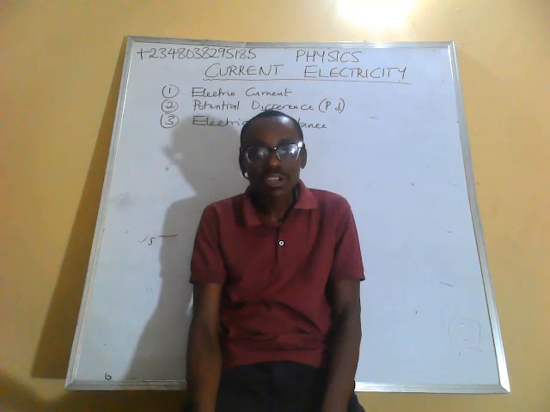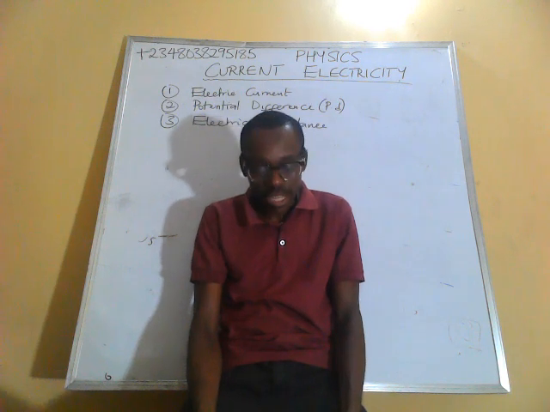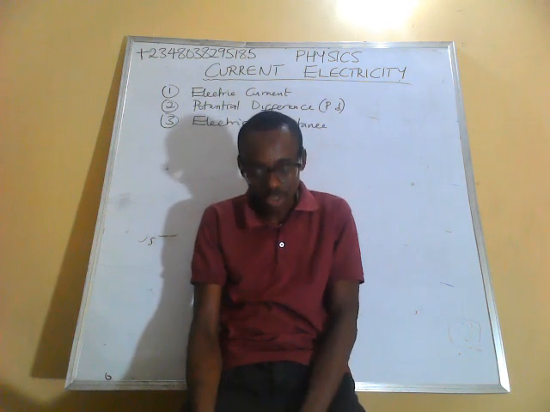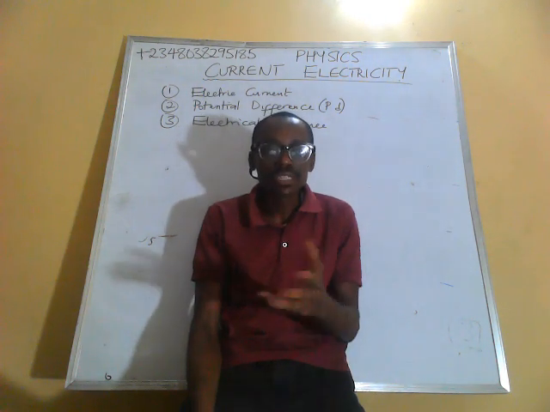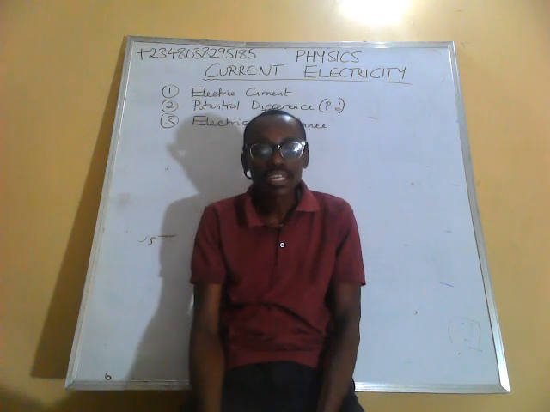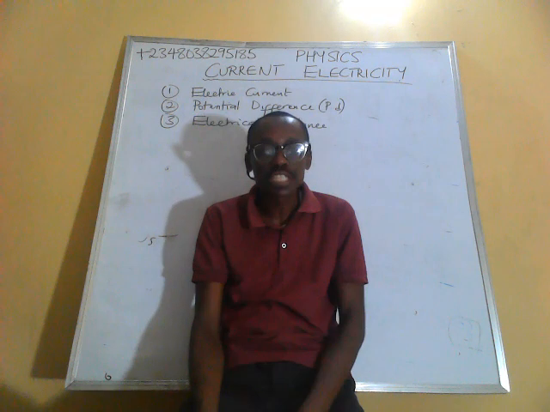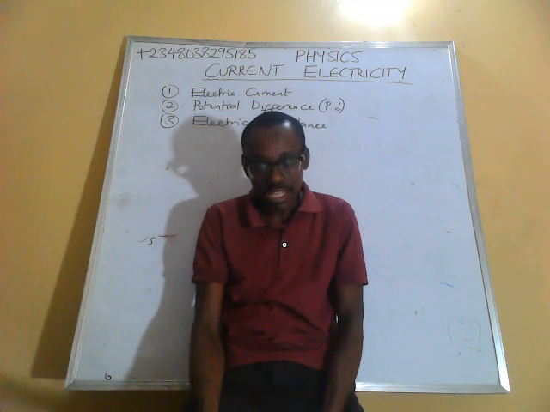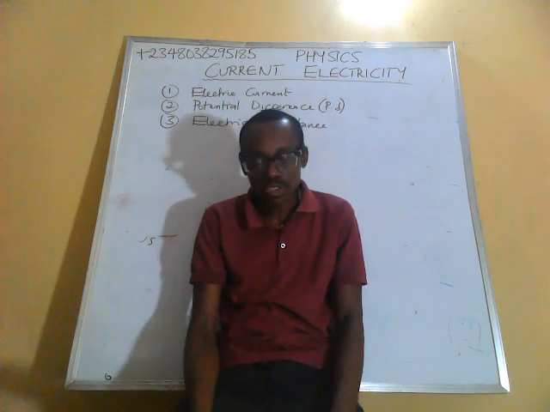So what is electric current? Electric current is the rate of flow of charge round a circuit. The SI unit of measurement of charge is coulomb.